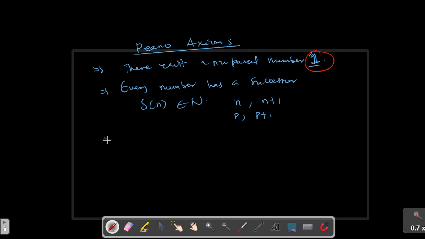Then it's infinite. So the sequence of natural numbers starts from n maps to S of n maps to S of S of n, to infinity, and that gives us our infinite natural numbers.